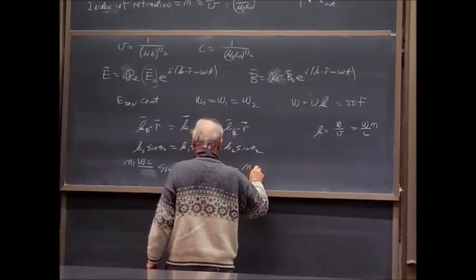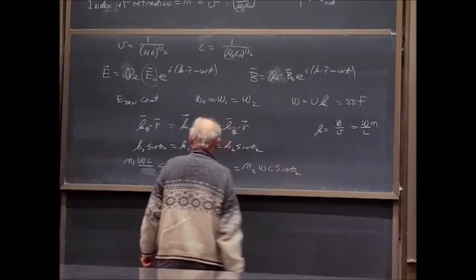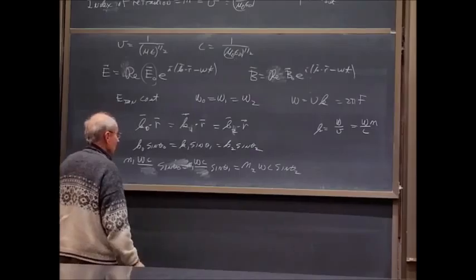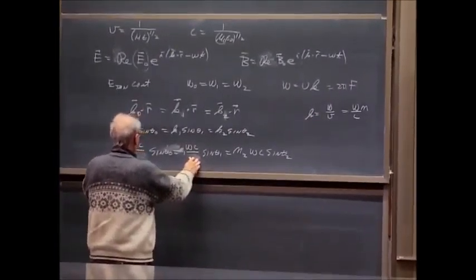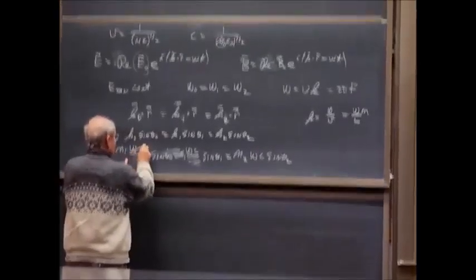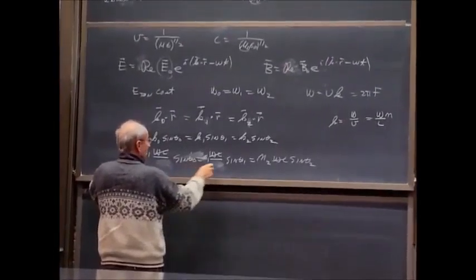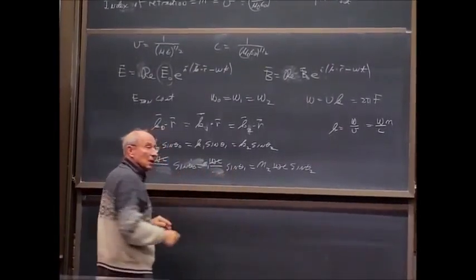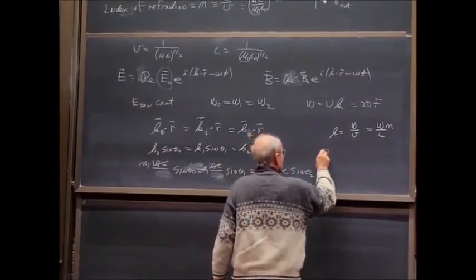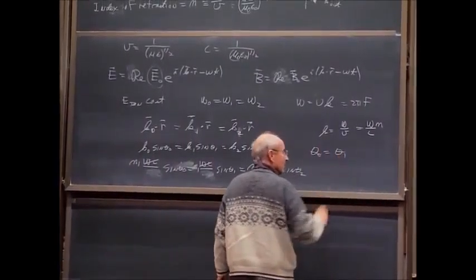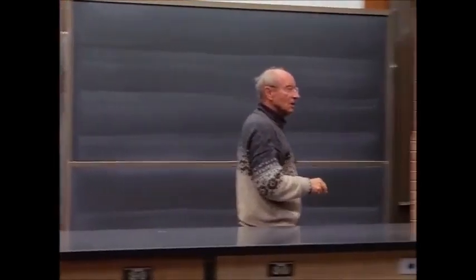N1 must equal N2 omega C sine theta 2. Okay? Now, these two tell you that since omega C is the same everywhere, of course, sine theta 0 equals sine theta 1. Or in other words, theta 0 equals theta 1. The angle of reflection equals the angle of incidence.